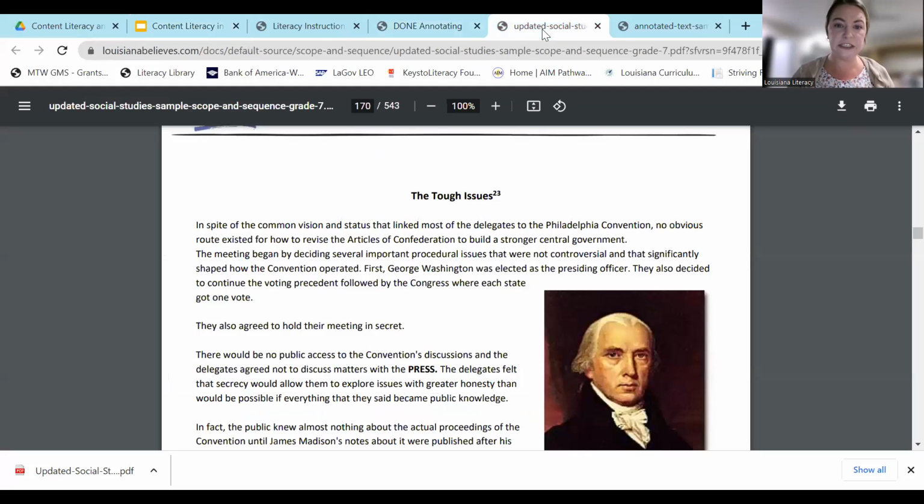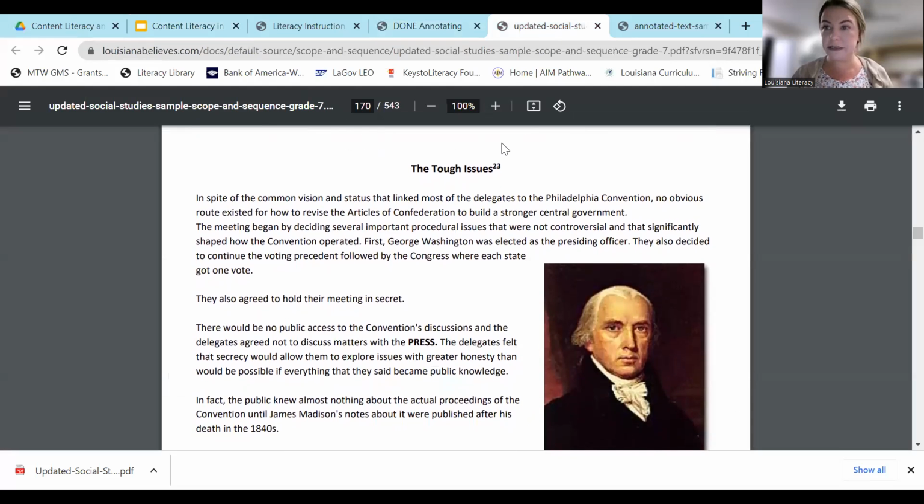And this one is really just from the social studies scope and sequence that's posted on the state's website. I wanted to use something with you that you're probably using every day. So for the purposes of this one, they're talking about the founding of the country. This is a 7th grade social studies lesson called The Tough Issues. And I'm telling the students, remember, going back to this is why we annotate. This is what we're annotating for. We're focusing on challenges they had when forming the Constitutional Convention.